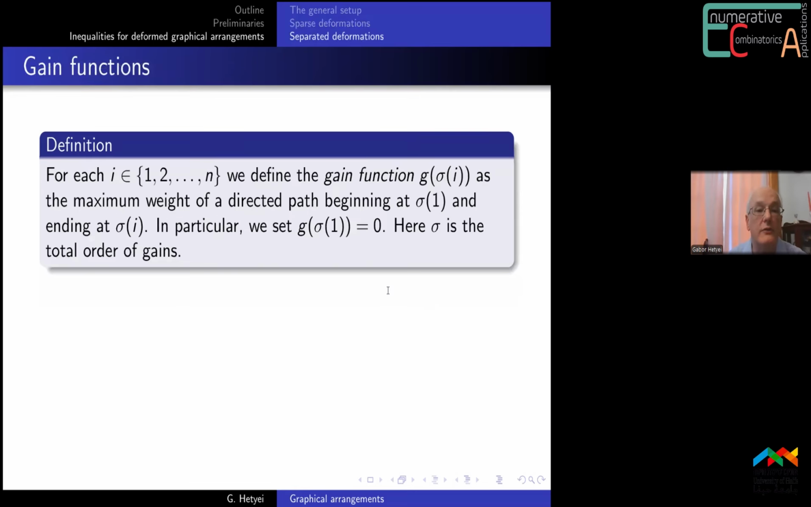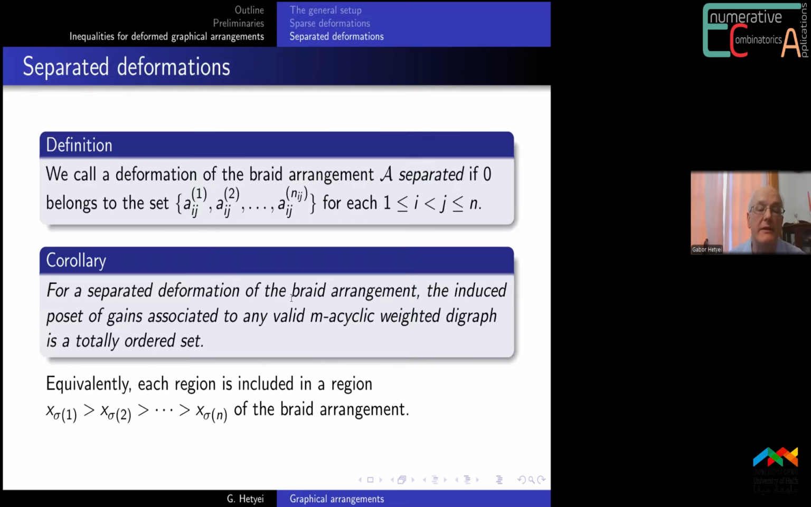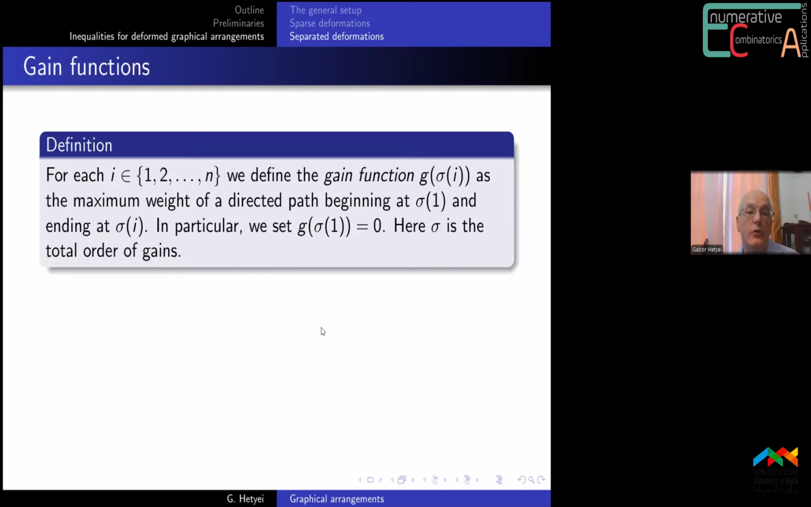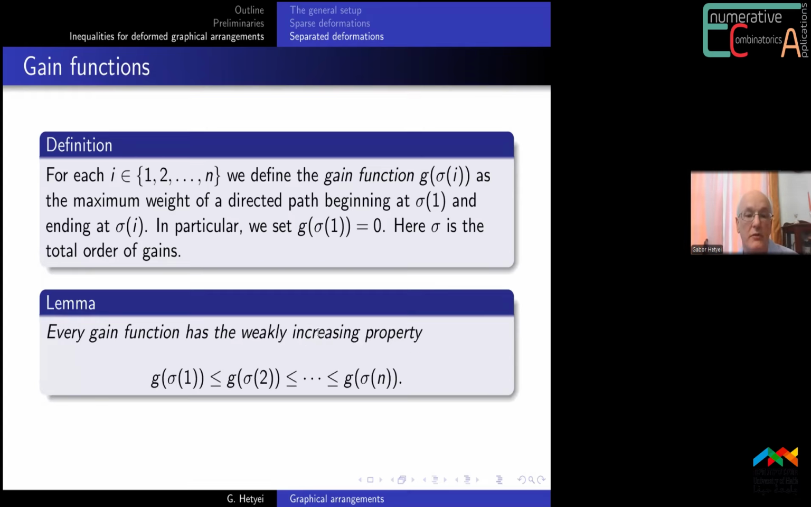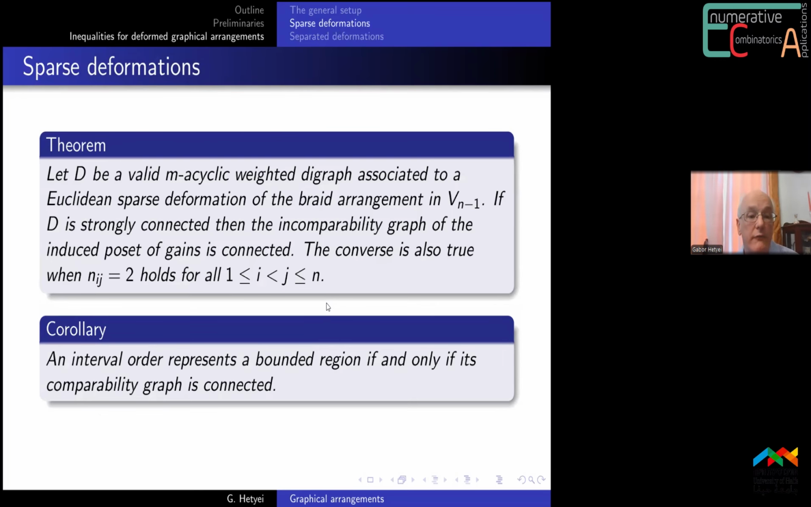Okay, so then in my setting, a deformation is separated if zero is part of this set, and then we have a straight linear order. The other extreme is when we have just two elements, I mean one edge in each direction, a simple graph. Okay, and then let me go back, sparse deformation.